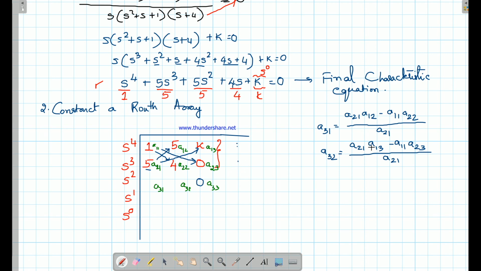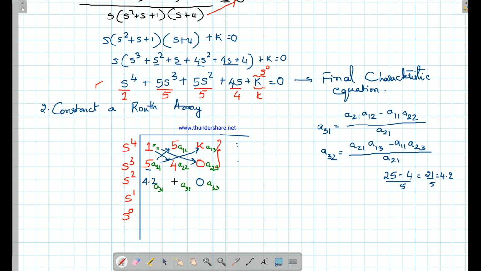Okay, so coming to A31, let us calculate. 5 into 5 is 25. 25 minus 4, because 1 into 4 is 4. So 25 minus 4 divided by 5. So you get 21 by 5. So it is 5 4s are 20, 5 2s are 10. So you get 4.2.